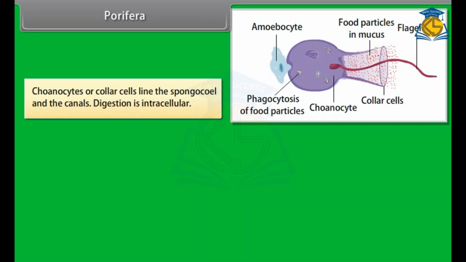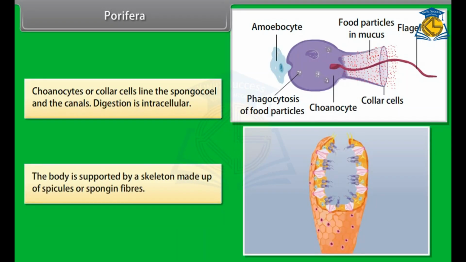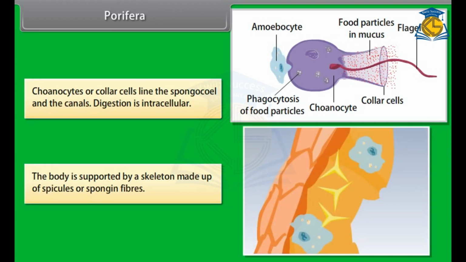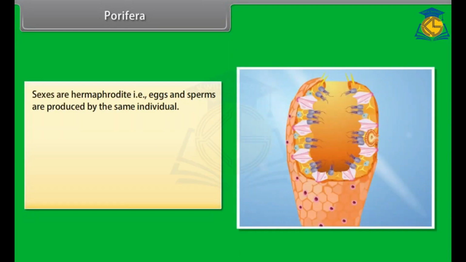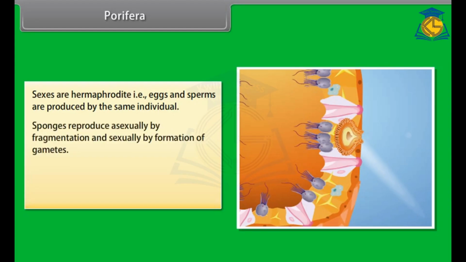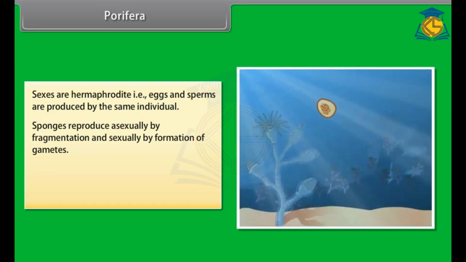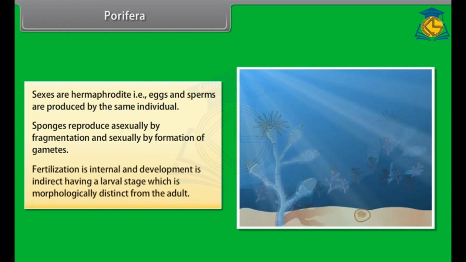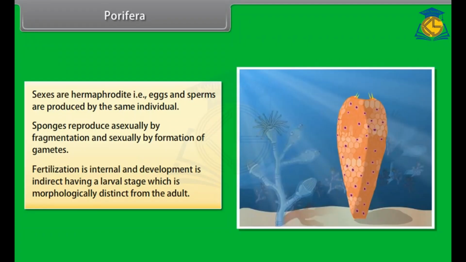Digestion is intracellular. The body is supported by a skeleton made up of spicules or spongin fibers. Sexes are hermaphrodite, that is, eggs and sperms are produced by the same individual. Sponges reproduce asexually by fragmentation and sexually by formation of gametes. Fertilization is internal and development is indirect, having a larval stage which is morphologically distinct from the adult.